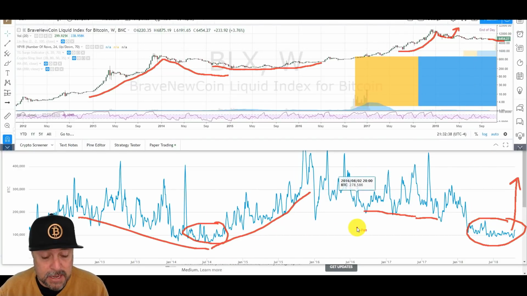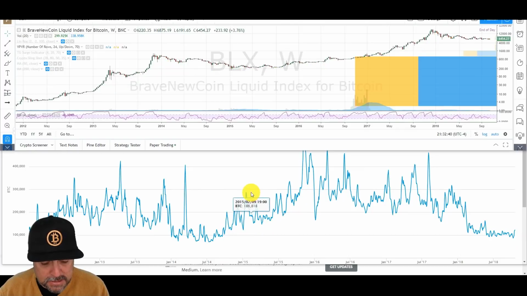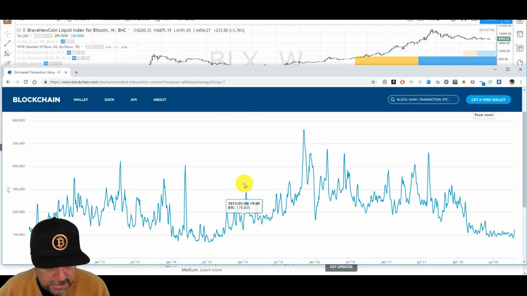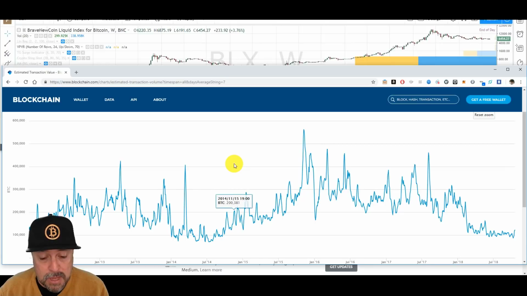So something to keep an eye on, guys. Thought that would be helpful. Again, this is the estimated transaction volume chart on blockchain.com.